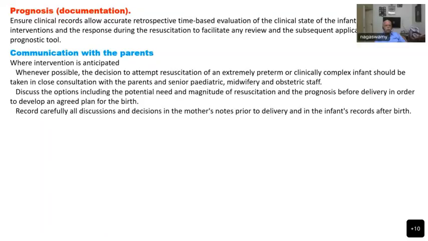Whenever any intervention is needed or anticipated, you must tell the parents what you are going to do and what you expect out of that, what the result should be. Discuss the options and the potential need and magnitude of resuscitation before delivery and after delivery. Record carefully all the discussions and decisions in the mother's notes.